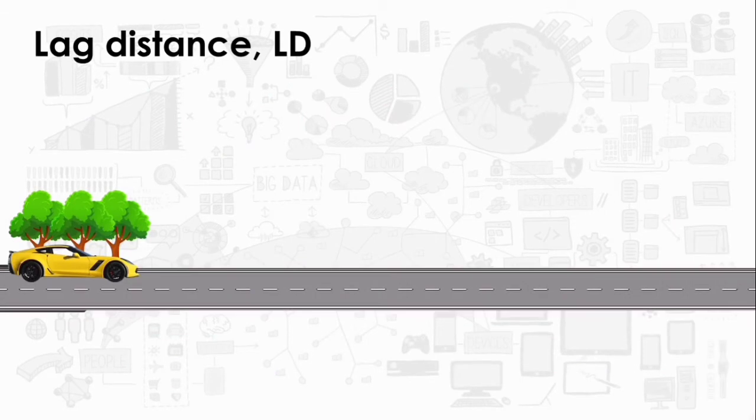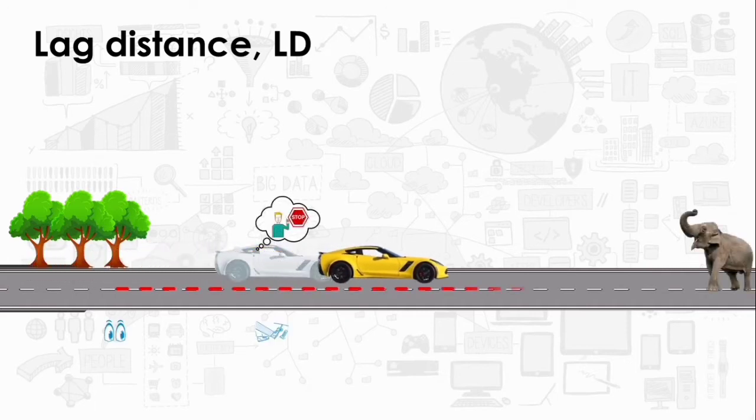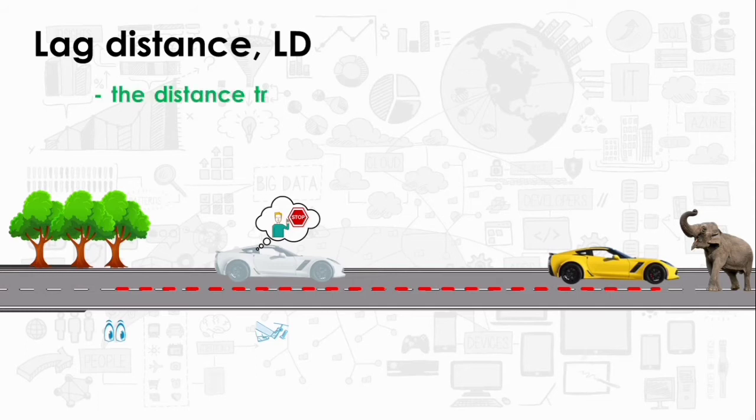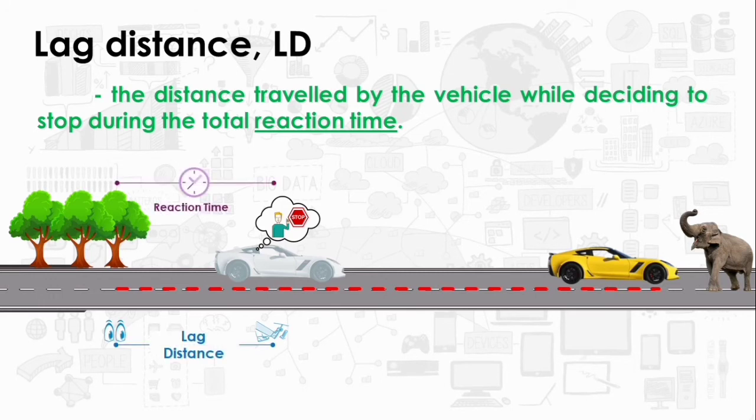Let's go into detail regarding the process of braking and stopping, starting with the moment the driver saw the elephant. The driver in our scenario decides to stop after seeing the hazard. Making the decision to stop takes time. Not a lot of time, but it does take time. The distance traveled by the vehicle while deciding to stop during the total reaction time until the brakes are applied is called lag distance. Reaction time is the time taken from the instant the object is visible to the driver to the instant the brakes are effectively applied.